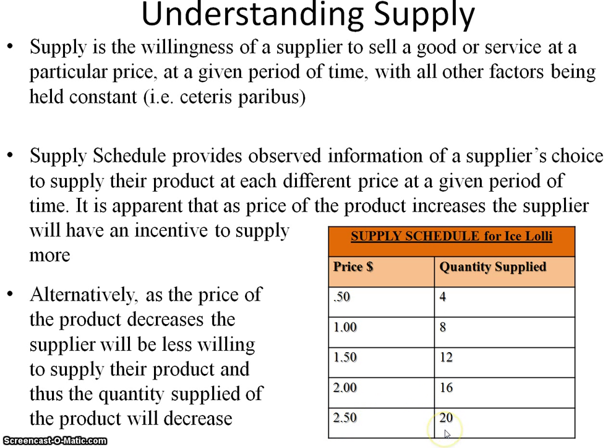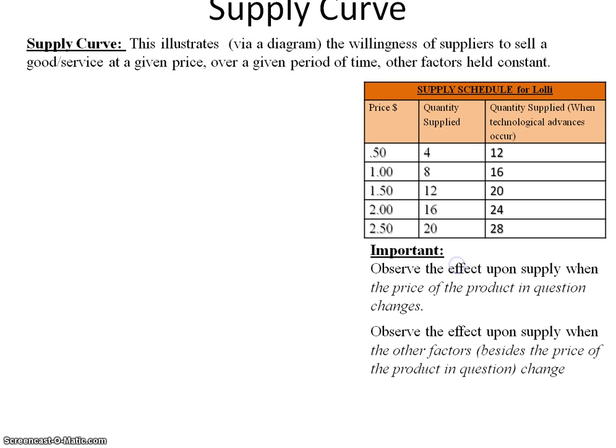We can therefore observe the fact that a positive relationship exists between the price of the product in question and the quantity supplied, in that as the price increases, the quantity supplied of that product, in this case ice lollies, also increased. And when the price reduced from 250 to 50 cents, it reduced from 20 to 4 units. So a reduction in price is met by a reduction in the quantity supplied. Let's construct our supply curve.